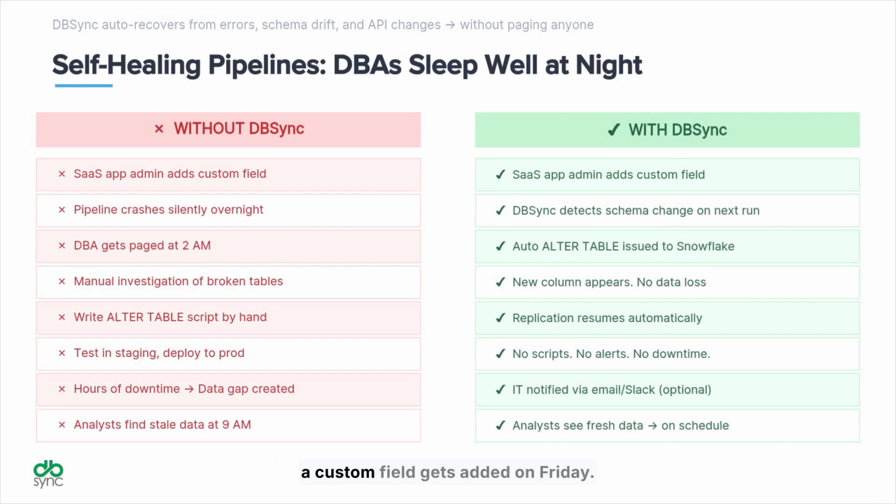Let me paint two pictures. Without DB-Sync, a custom field gets added on Friday. Your pipeline crashes overnight. The team finds out on Monday morning. Someone spends the day writing a patch. The data gap never fully recovers. With DB-Sync, the same field gets added. DB-Sync detects the schema change on the next run, issues the alter table automatically, and replication continues, without a single alert, a single script, or a single lost record. DBAs using DB-Sync say the same thing. They stopped worrying about the pipeline. That's what this platform delivers.